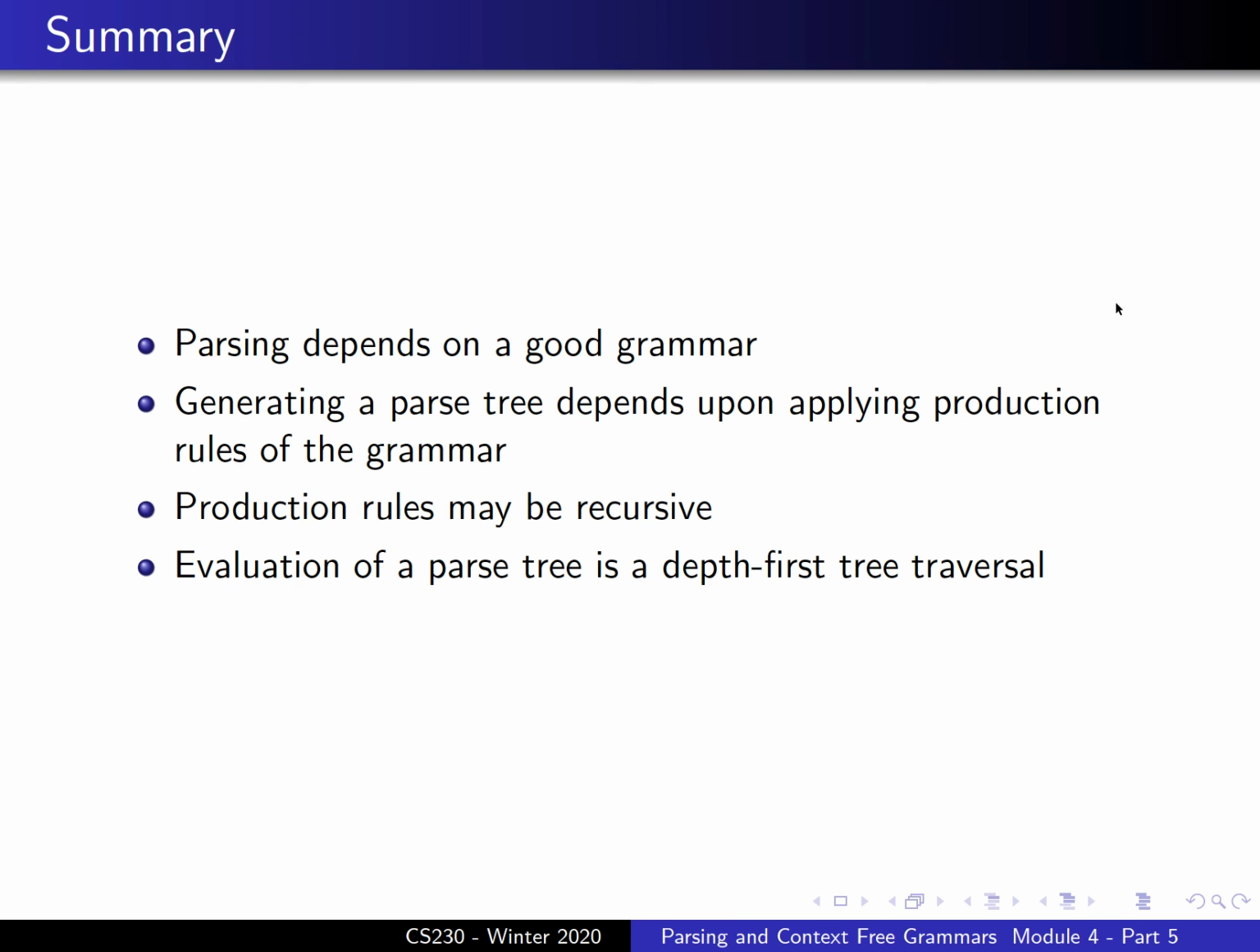So a quick summary: parsing is going to depend on a good grammar. Generating a parse tree depends on applying production rules of the grammar. And again, one of the basic ideas is just trial and error. Try a rule, see what it gets you. If it takes you to the point at which you can actually create the parse tree, great. If it doesn't, go back and make a different choice at a point where you had a choice. Production rules themselves could be recursive, and the evaluation of the parse tree is handled by a depth first tree traversal.